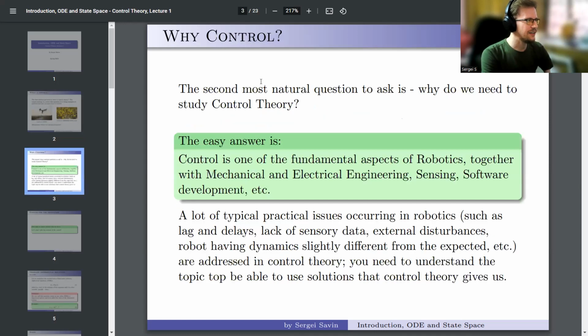Now, why do we need to study control theory? The easy way to answer, at least easy for me, is to say, well, control theory is one of those fundamentals of robotics, same as, let's say, mechanical engineering, electrical engineering, sensing, software development. Control theory is one of those fundamental aspects.